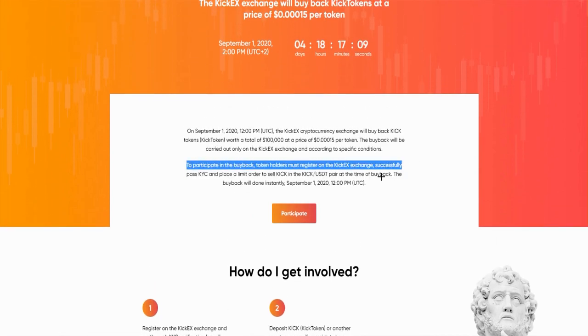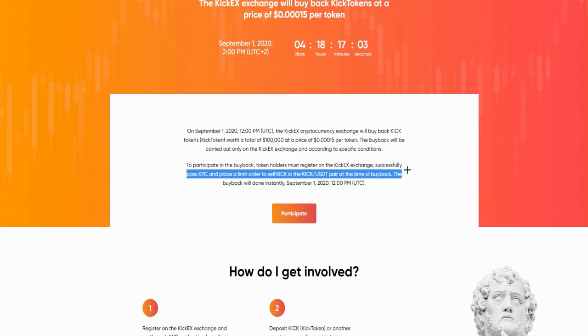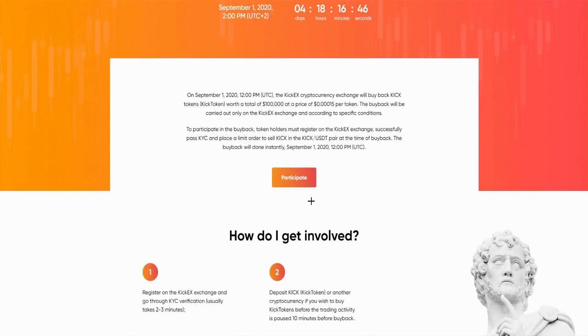To participate in the buyback, token holders must register on the KickEX exchange, successfully pass the KYC, and place a limit order to sell Kick in the Kick USDT pair at the time of buyback. And the buyback will be done instantly on the 1st of September 2020. I will now show you how to participate.